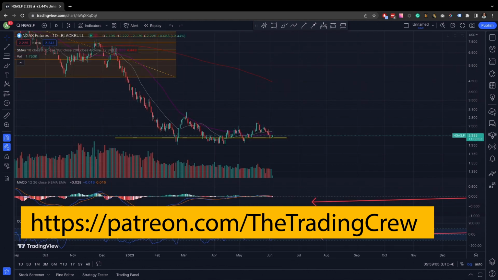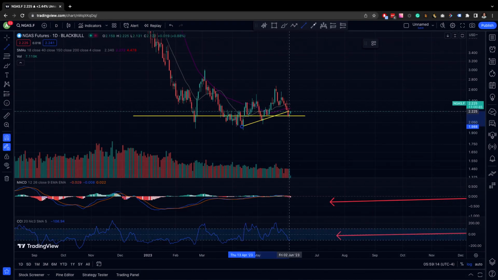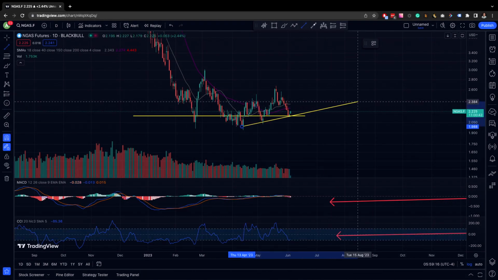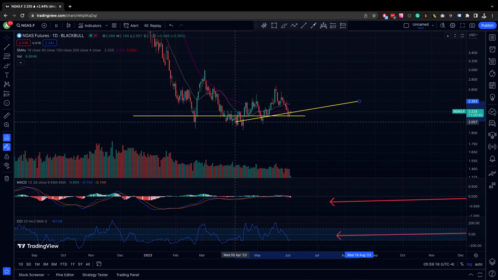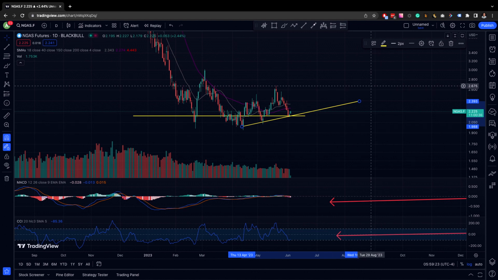Moving back to the daily here, guys. Again, we looked at the MACD and the CCI. What I also want to highlight here is that we are forming a bit of a trend line over here with these previous three swing lows that we've had. I think this is good enough for us to be able to trade off of.